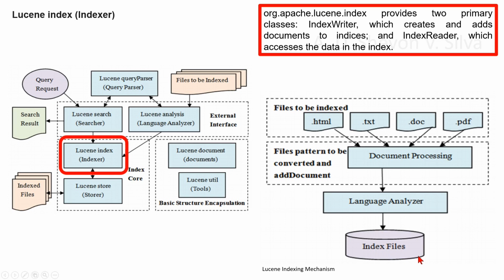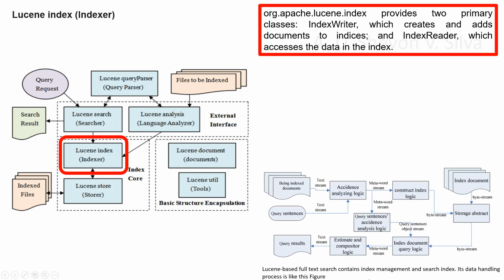The process of building full text indices is presented in this figure. Here you can see files to be indexed: .html, .text, .doc, .pdf. These are connected to document processing. Here you can see file patterns to be converted and addDocument. Document processing is connected to the language analyzer. The language analyzer is connected to index files.